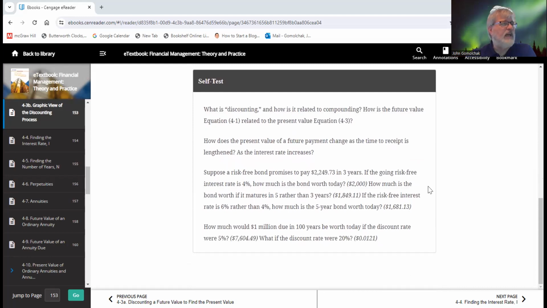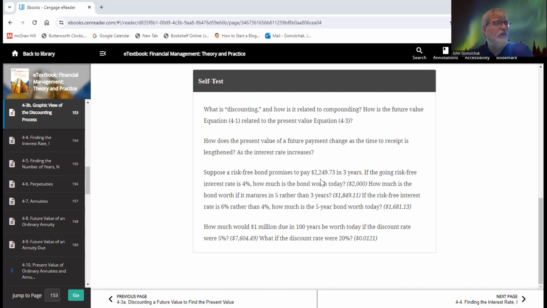Self-test, what is discounting? How is it related to compounding? It's the opposite of compounding. It basically takes a future value and brings it to current value, present value. How does the present value of future payment change as the time to receipt is lengthened as the interest rate increases? It's an inverse relationship. The more the interest rate goes up, the smaller the amount. So the lower the interest rate, the higher the amount.